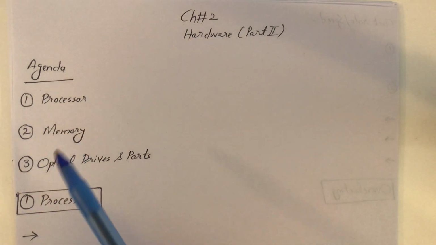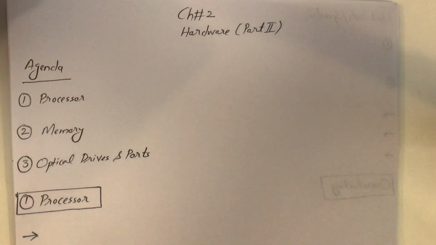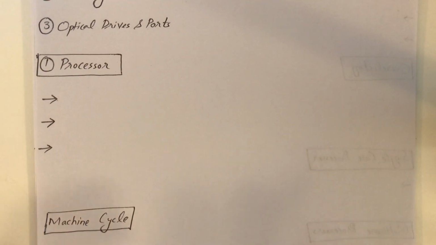Then we will discuss memory in detail. We'll discuss different aspects of memory and the hierarchy of memory as well. Lastly, we'll discuss optical drives, the role of optical drives, ports, and different types of connectors. So let's start with the processors. So the first agenda item is processor.